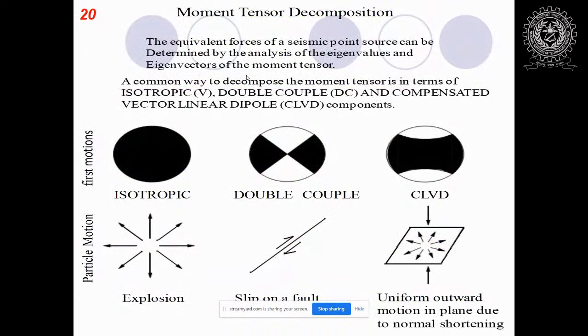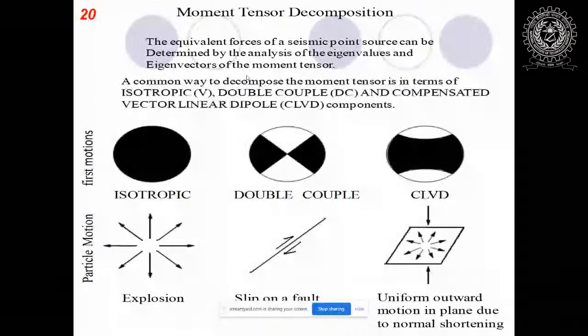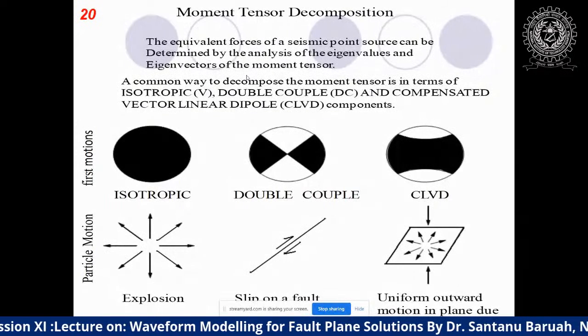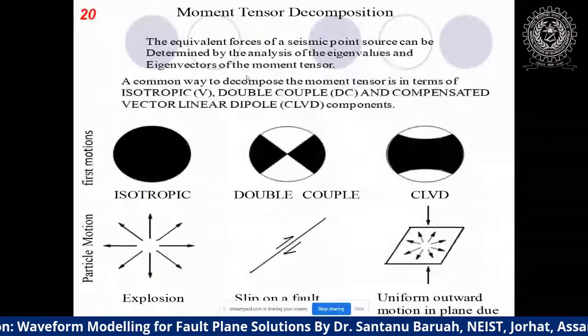So this slide shows how we can decompose a moment tensor. The sum of the eigenvalues of the moment tensor describes the volume change in the source, which is known as the isotropic component of the moment tensor. If the sum is positive, the isotropic component is due to explosion, and the source has an implosive component if the sum is negative. If the sum of the eigenvalues vanishes, then the moment tensor has only deviatoric components. The deviatoric moment tensor represents a pure double couple source if one of the eigenvalues equals 0.